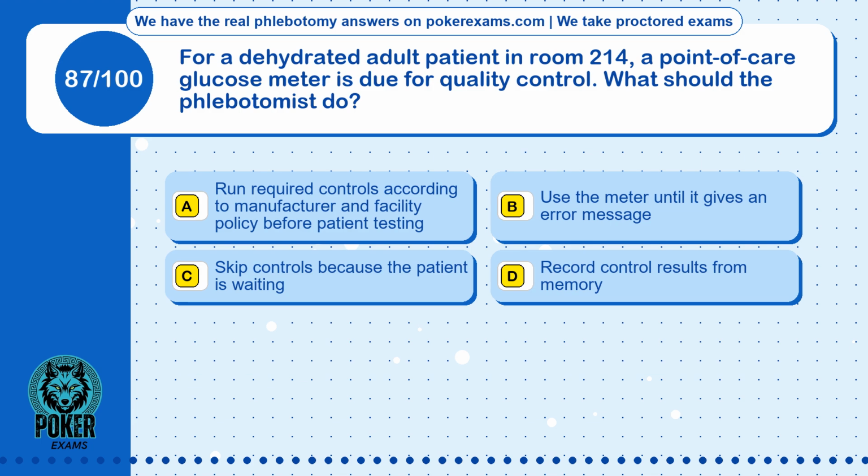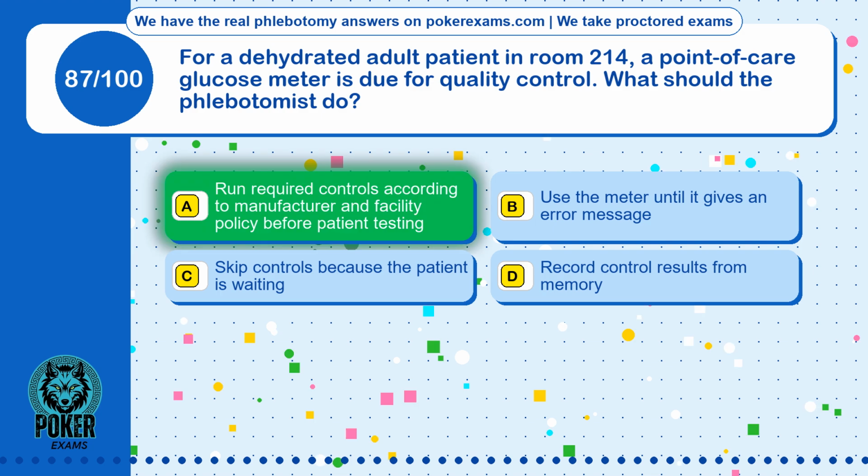Question 87. For a dehydrated adult patient in room 214, a point-of-care glucose meter is due for quality control. What should the phlebotomist do? Option A. Run required controls according to manufacturer and facility policy before patient testing. Option B. Use the meter until it gives an error message. Option C. Skip controls because the patient is waiting. Option D. Record control results from memory.